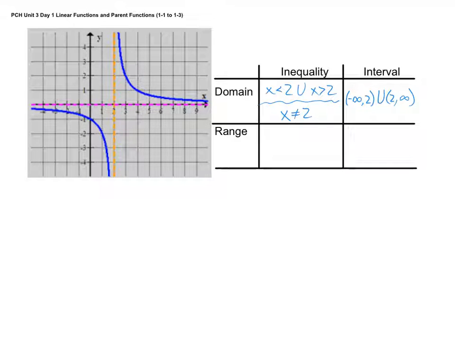So then what would I do with the range? Y is greater than 2 or it's less than 0. Okay. Y is greater than 0, or y is less than 0, or what could you also say? Y does not equal 0. Good. Y does not equal 0. And then, of course, again, your interval is negative infinity up to 0, or 0 up to positive infinity. Okay?